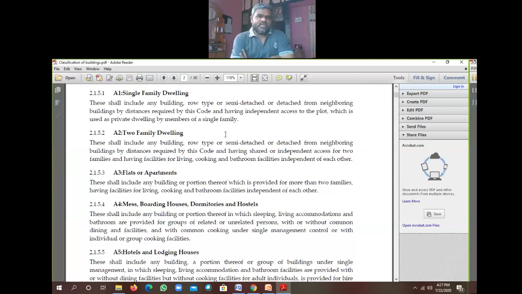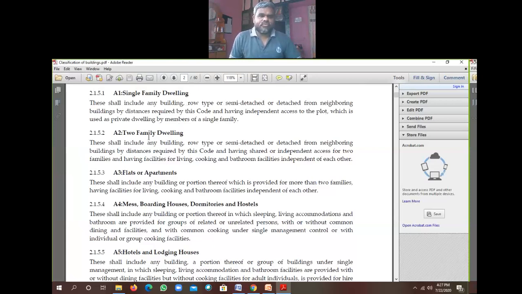If A1 building is single family dwelling, these shall include any building, row type or semi-detached or detached from neighboring buildings by distances required by this code, and having independent access to the plot, which is used as a private dwelling by members of a single family. This is group A1 building.